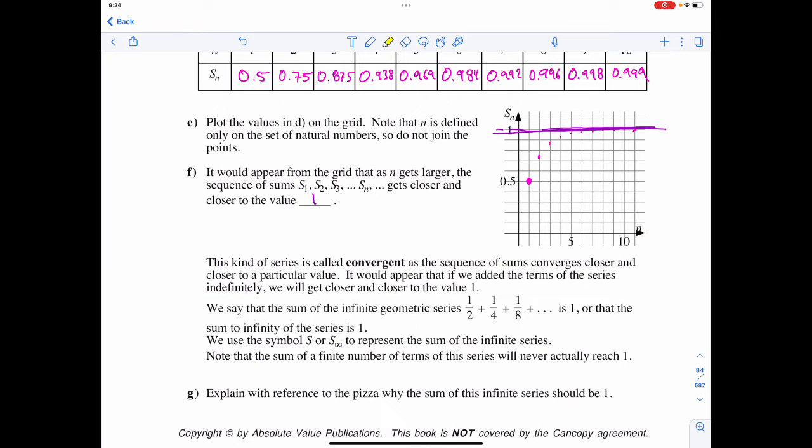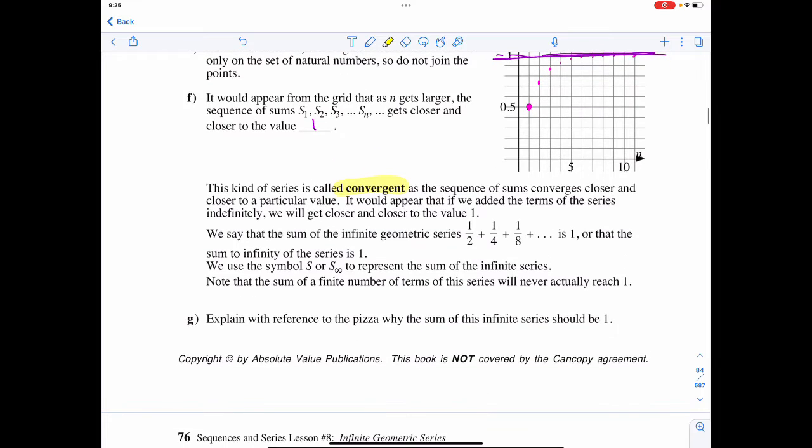The term we have for this is a convergent series. The sum of all the terms keep converging or getting closer to a specific value. In this case, it's going to get closer and closer and closer to 1. We would say that if we went on to infinity, that the sum would be 1. Or instead of Sn, we say S infinity, meaning that it would keep going on to infinity.